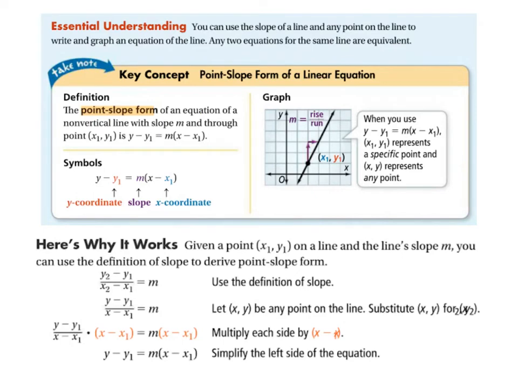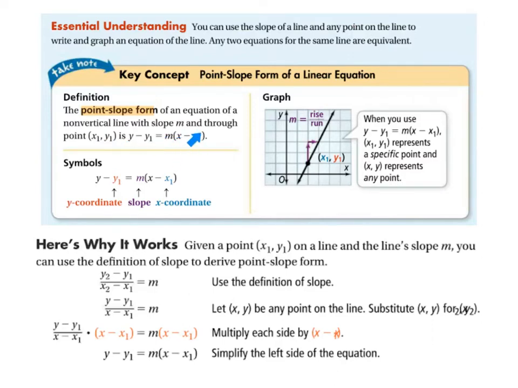So what is point-slope form? By the way, the name comes from the fact that you know a point and you know the slope. It's a non-vertical line, so we have a number for the slope, and it goes through a point, which we'll call the first point we've got, x1 and y1. So in this equation, and this is what you want to write down: y minus y1 equals m times parentheses x minus x1.